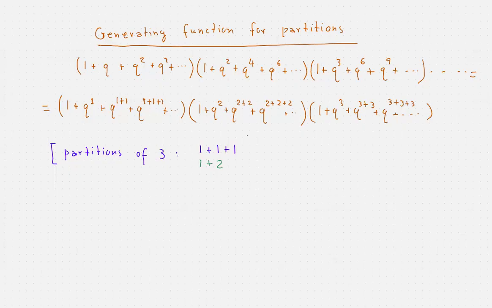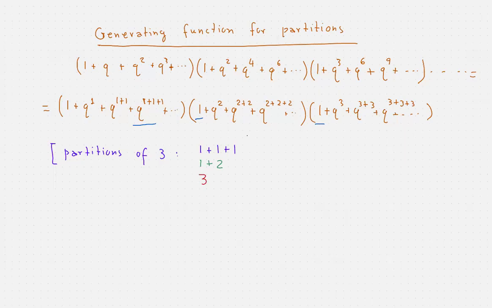So consider these partitions of 3, and then ask yourselves how these partitions can come up from the products that you have. For the first one, I can choose the q to the 1 plus 1 plus 1. And then from all other parentheses, I will use the number 1. And when I multiply those things, I will get a q to the third.